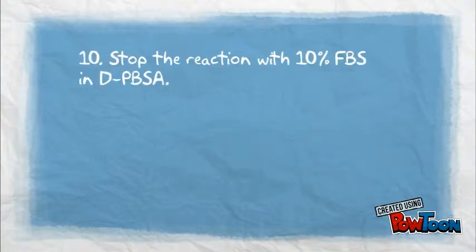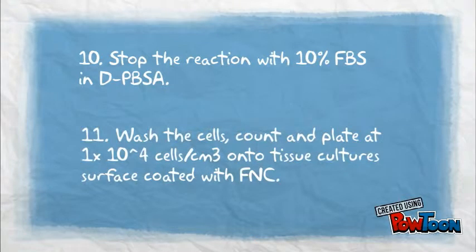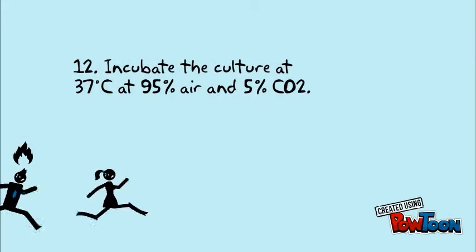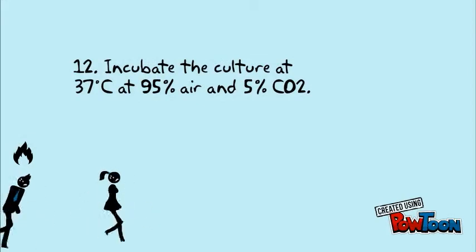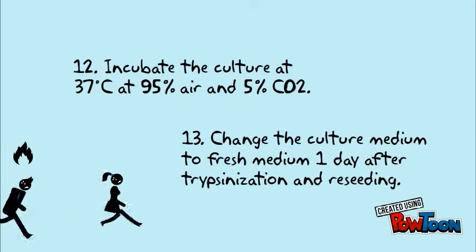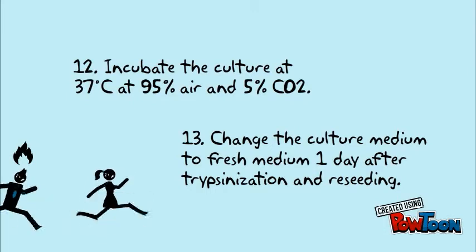Next, stop the reaction with 10% FBS in DPBS, wash the cells, count and plate at 1 times 10 to the power of 4 cells per square centimeter onto a tissue culture surface coated with FNC. Incubate the culture at 37 degrees Celsius in 95% air and 5% carbon dioxide and change to fresh medium 1 day after trypsinization and reseeding.